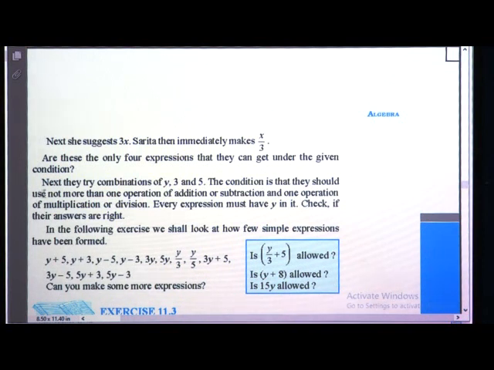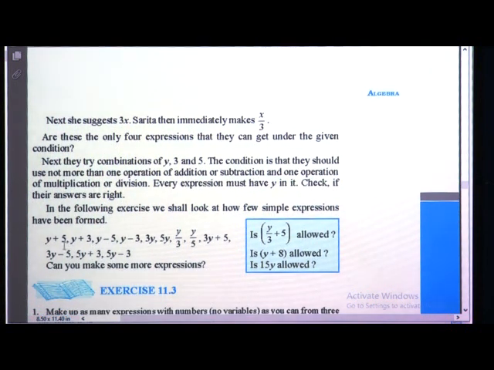So, we have taken here, next they have tried the combination of y, 3 and 5. The condition is that they should use not more than 1 operation of addition, subtraction and 1 operation of multiplication or division. Every expression must have y in it. Check if their answers are right.